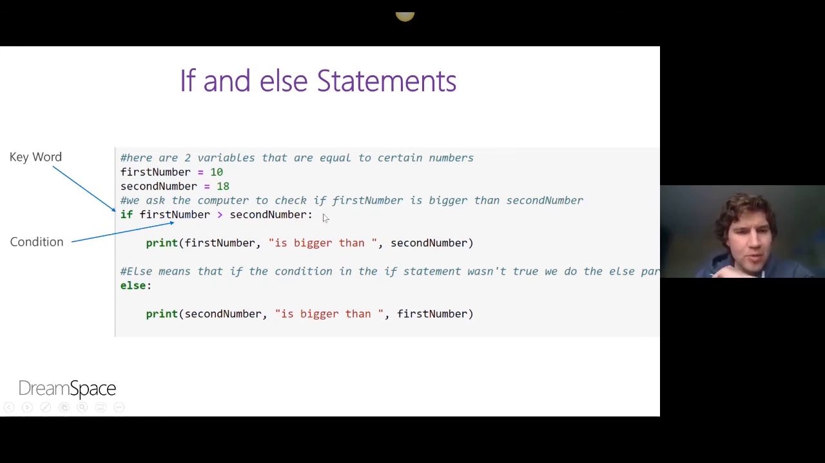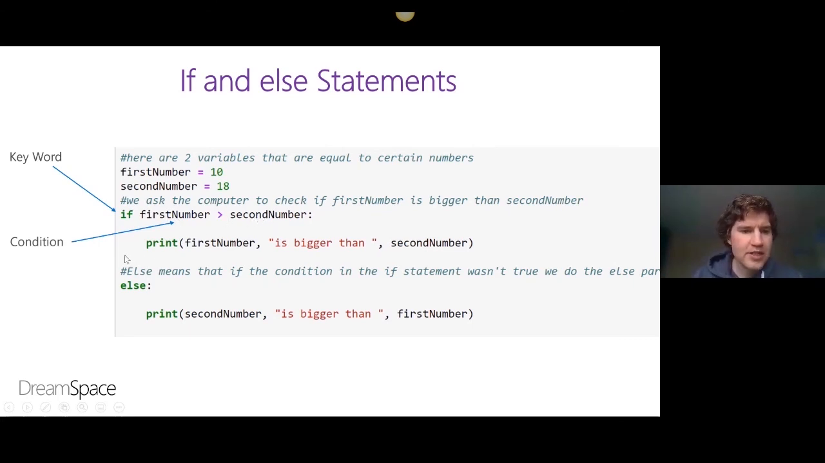So in this example, Corey, maybe you could help me out. Is first number going to be bigger than second number? Well, the first number is 10 and the second number is 18. So no, it's not going to be bigger than. Perfect. So here our condition is not correct, where the first number is not bigger than the second number.